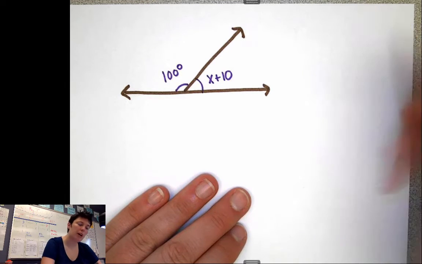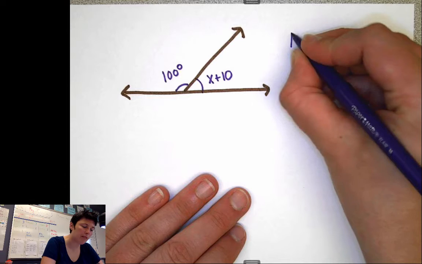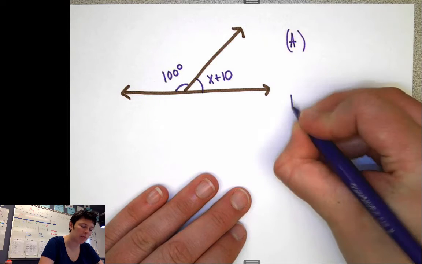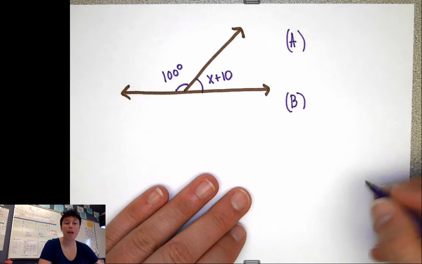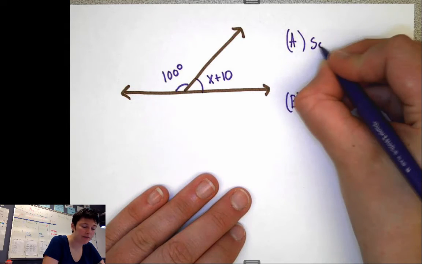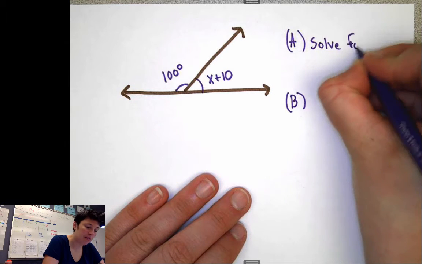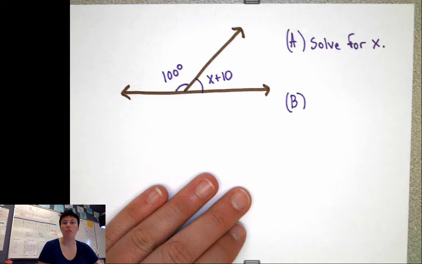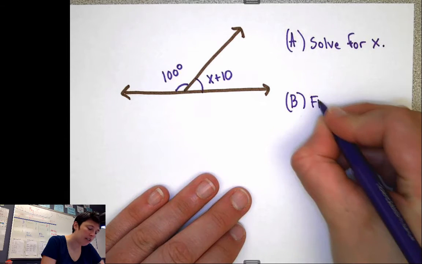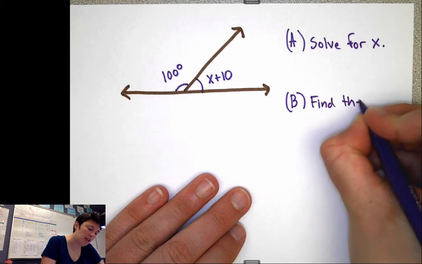So I'm going to break this problem into two questions. I'm going to have a part A and a part B. Part A is solve for x. Find the variable, which I know we can do. But part B is going to be find the missing angle.